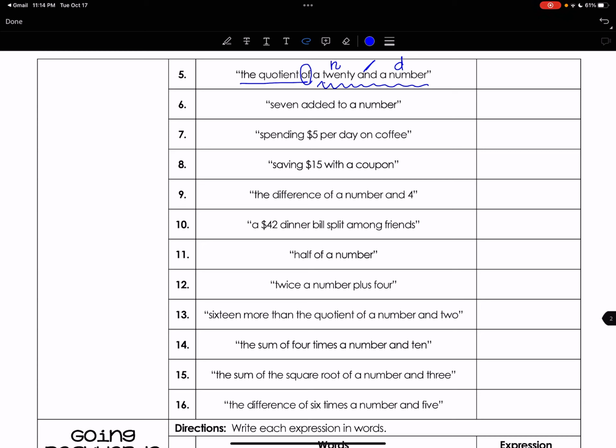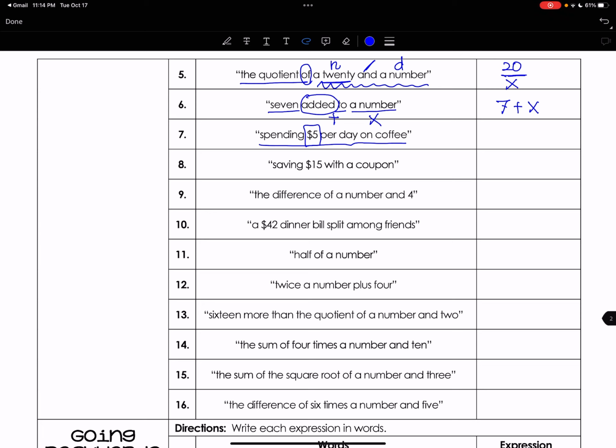So the numerator 20 goes to the top over a number x. And then 7 added to it will be plus, a number x. So 7 added to x. And then spending $5 per day on a coffee.